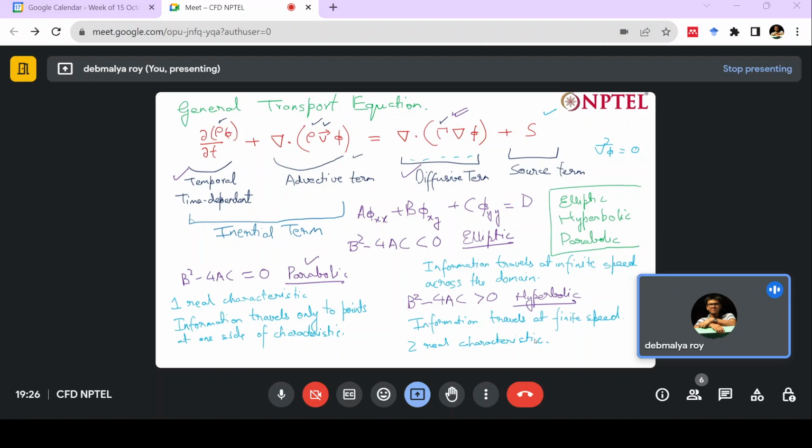So these are the three ways we had divided this differential equation.